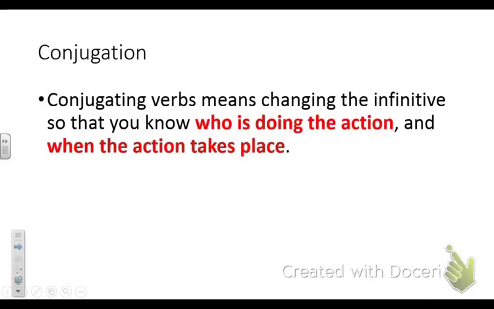So Unit 2 notes. Conjugating verbs means changing the infinitive or the verb itself so that you know who is doing the action and when the action takes place. So this shows you who is doing the action and the tense. The tense that we are mostly going to be learning in Spanish 1 is present tense. So conjugating verbs, you know who and when.